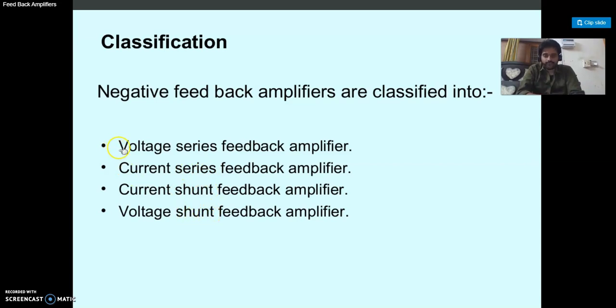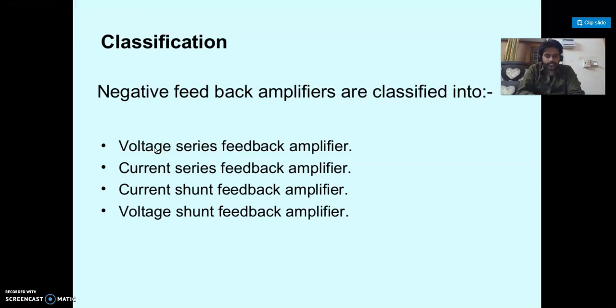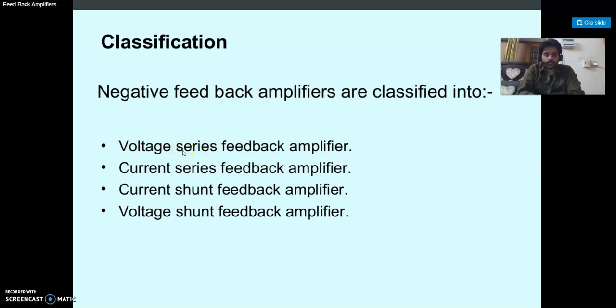So the first word indicates what sample you are going to extract at the output end, and how we are going to mix at the input side in the format of series. Hence voltage is the component extracted from the output, right? And the output from the feedback is going to be mixed with the input in series. Hence it is called a voltage series feedback amplifier.